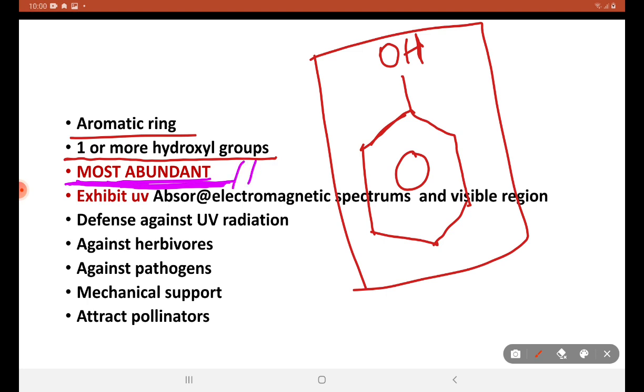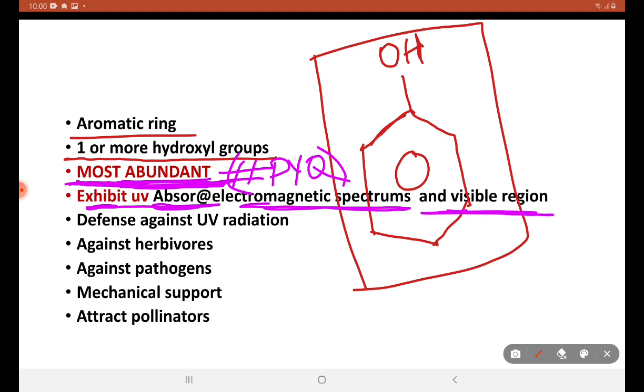This is a previous year question. Which is the most abundant secondary metabolite? It is phenols. They exhibit absorption in the electromagnetic spectrum, in the visible region. This is also a previous year question. At what spectrum do phenols exhibit absorption? In the electromagnetic spectrum and visible region.